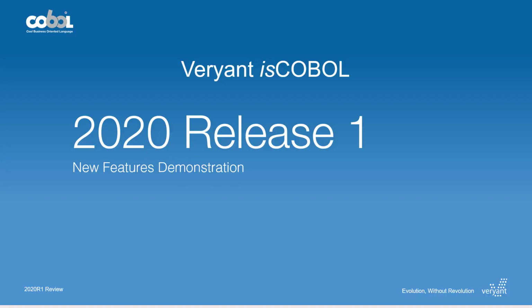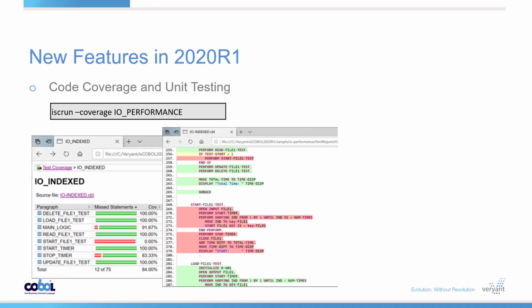Hi, this video will talk about the new features of 2020 R1 of Variant isCOBOL. The biggest change is the addition of code coverage and unit testing. When you're testing a program, you want to be sure that every line in it is tested.